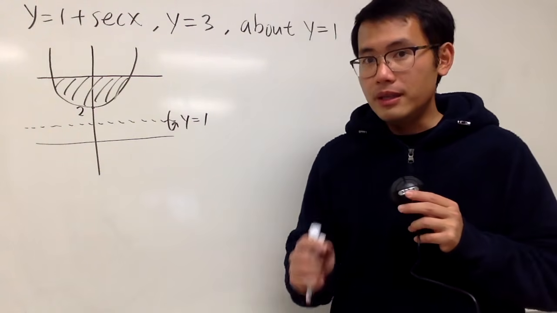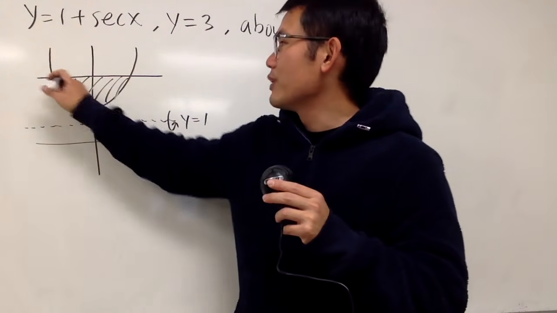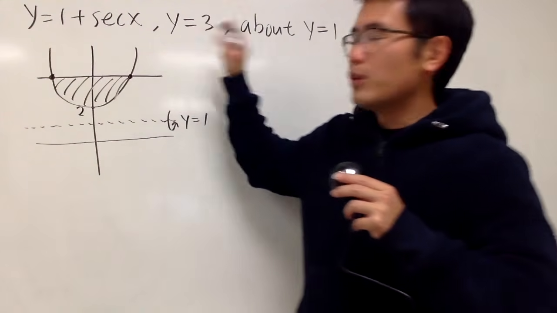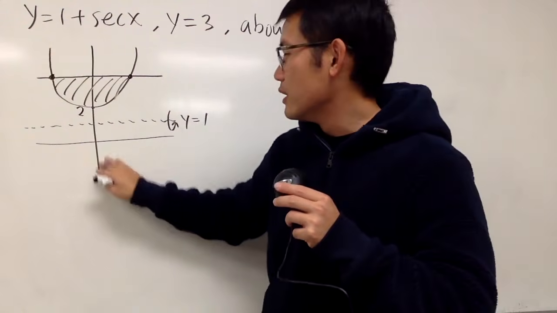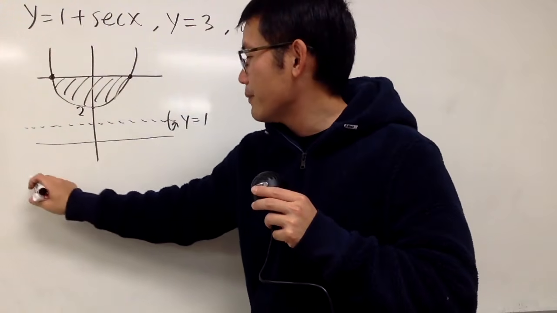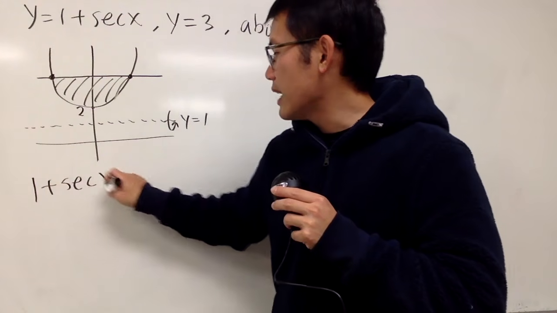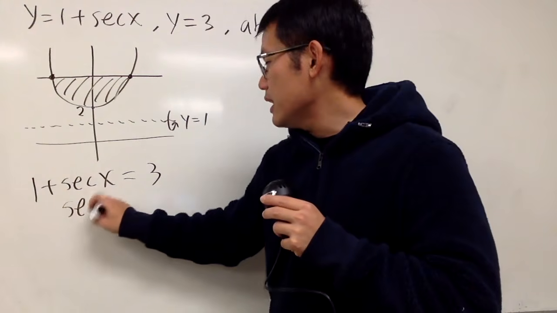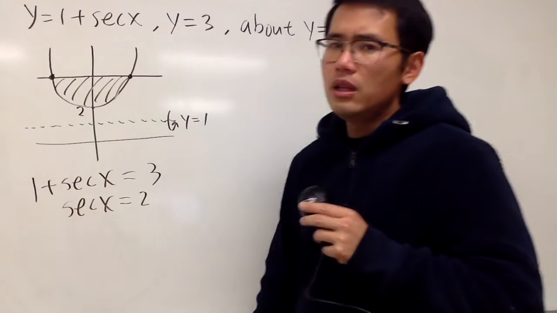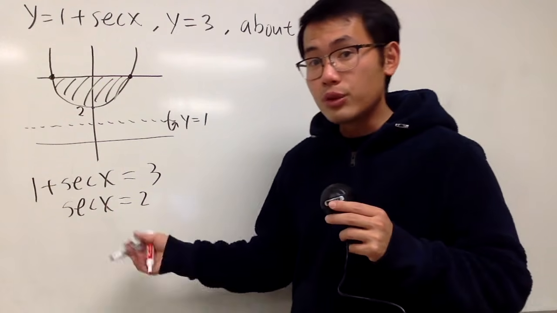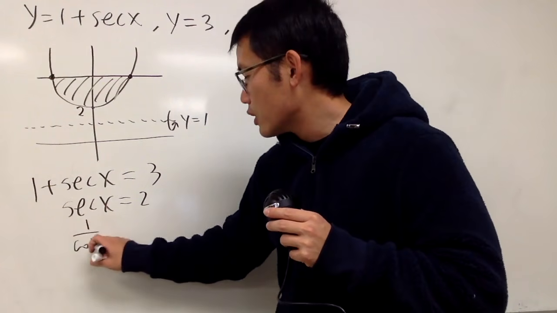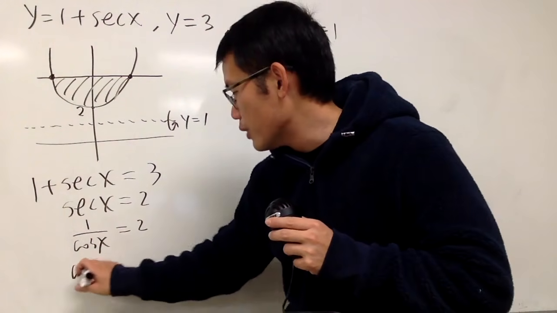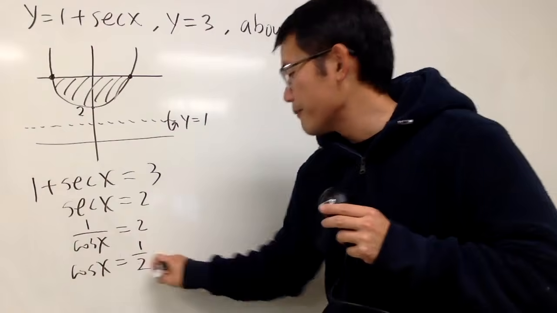First of all, we may need to find out the x values. So here and here, how can we do that? Well, set these two equations equal to each other. So let's go ahead and do that. Right here, we have 1 plus secant x, and that's equal to 3. Minus 1 on both sides, so we get secant x equals 2. And if you don't like to solve equations for secant, you can change that to cosine. So this is 1 over cosine x, and that's equal to 2. Do the reciprocals, and you know you're looking for cosine x is equal to 1/2.